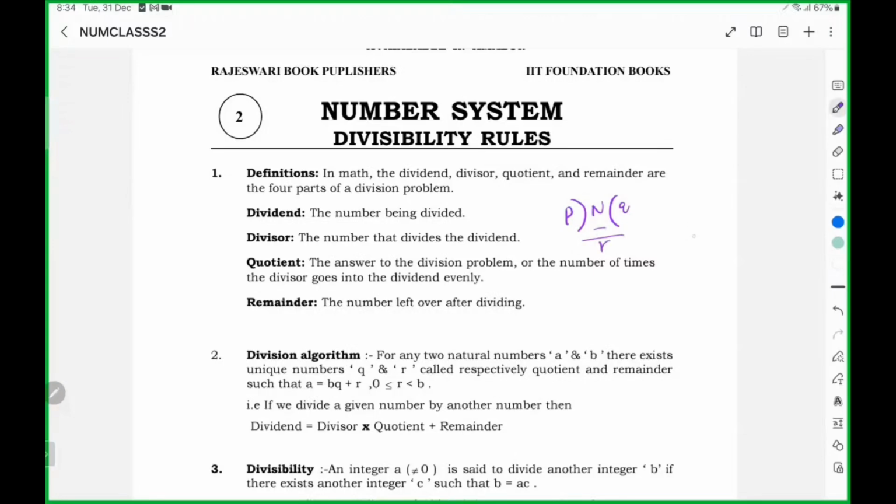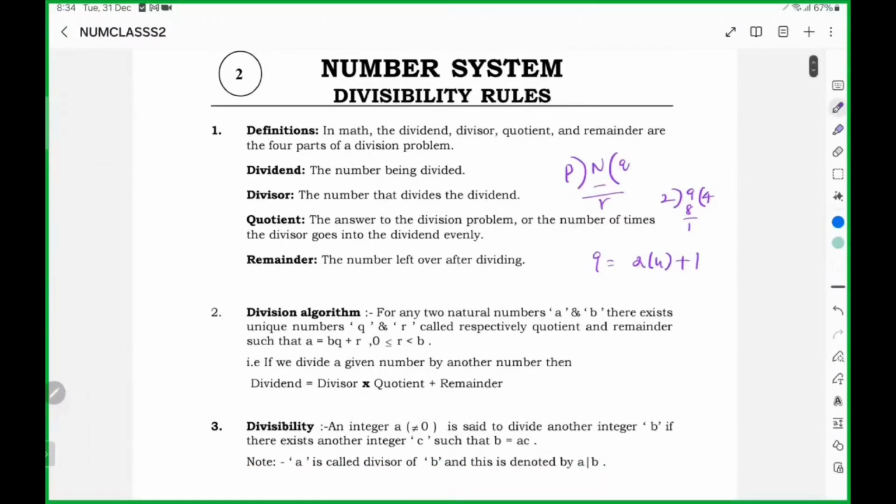Like 9, if you divide with 2, 2 fours are 8, the remainder is 1. So 9 can be written as 2 times 4 plus 1. So that's the division algorithm. You are dividing A with B, with some quotient. A can be written as BQ plus R. The remainder is always less than the divisor.